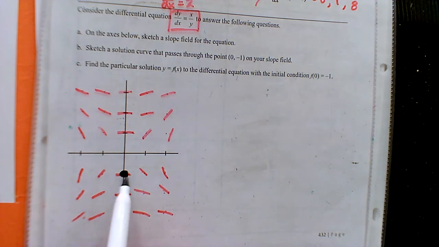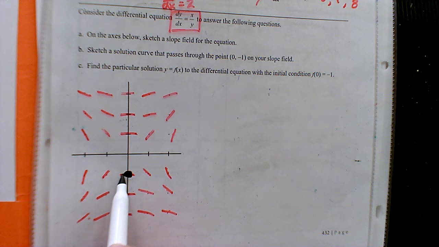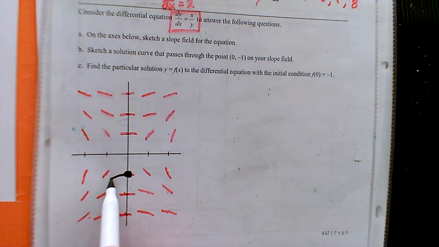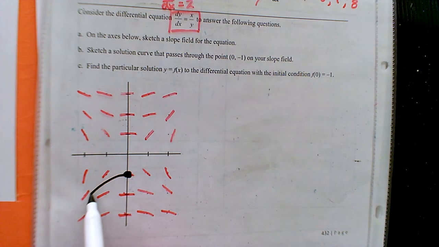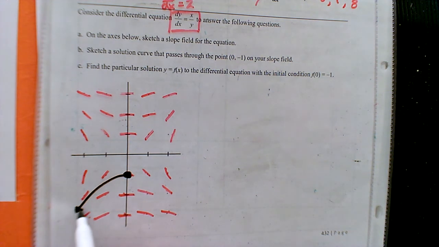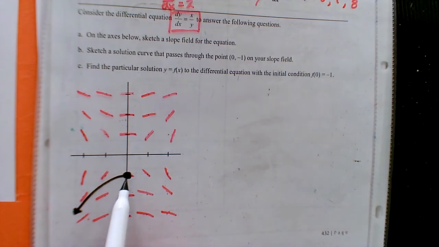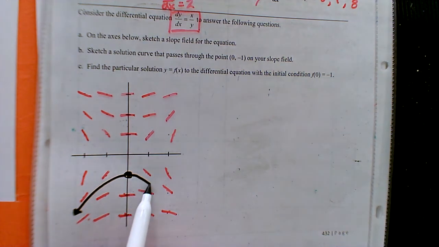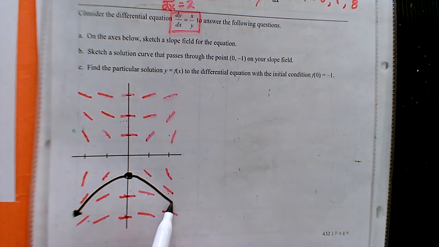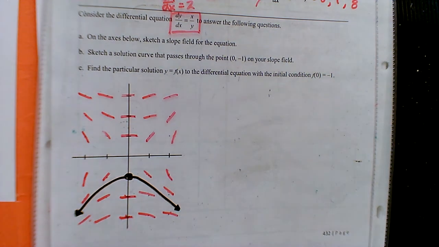So maybe we'll go to the left first. As we go to the left, we're starting on a slope of 0, so it should be level. But then as we travel to the left, trying to be parallel with the slopes, looks like we're going to go down as we go to the left. And to the right, we're starting off with a slope of 0. But as we go to the right, following the path of the slopes, looks like we go down as well. Do you think you'd be able to draw that?